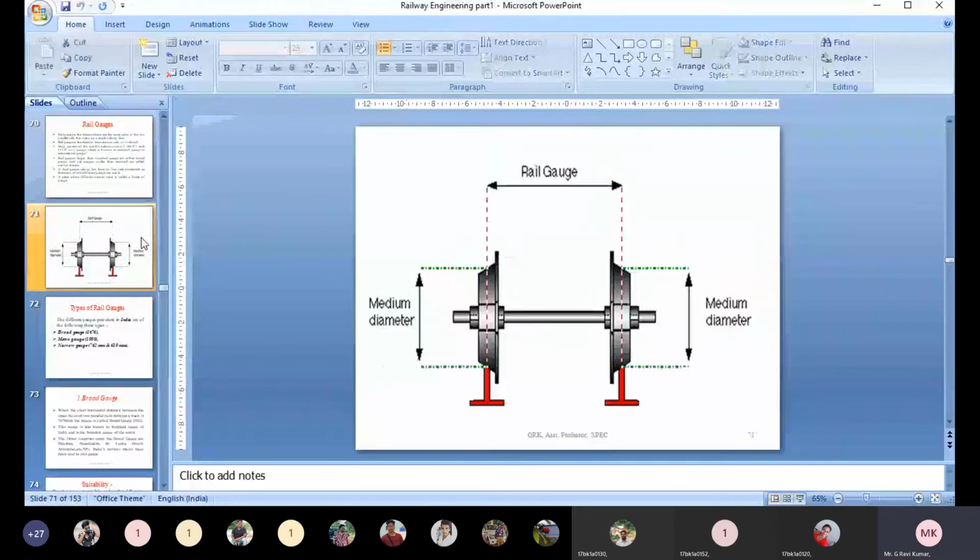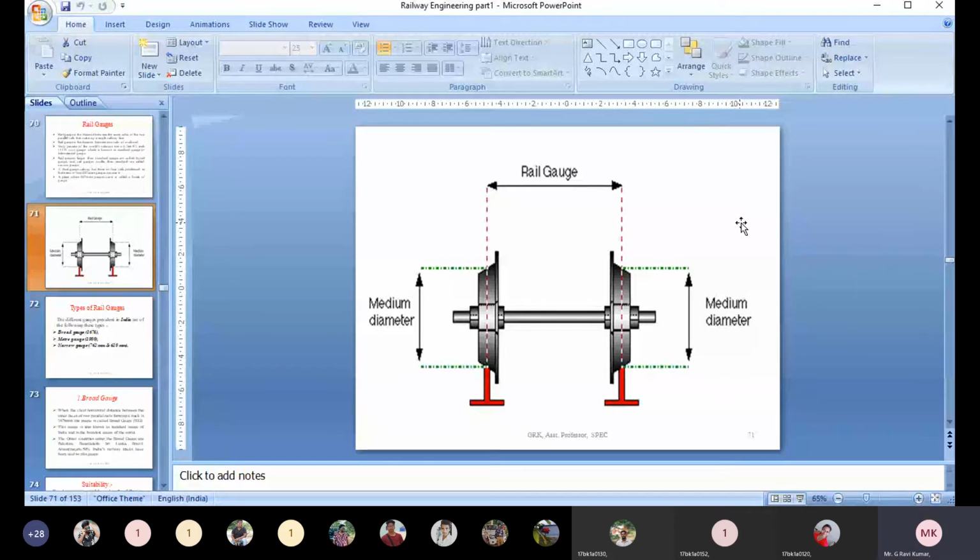From this figure, you can understand what is gauge. Understand? And rail gauge. In this figure, you can see that the center to center distance between 2 wheels of a train is called gauge. And coming to rails, below the wheels, 2 rails have been shown in red color. You can see that the distance between the inner surfaces of 2 rails is called gauge distance or rail gauge. You can see clearly in this picture what is gauge or rail gauge.